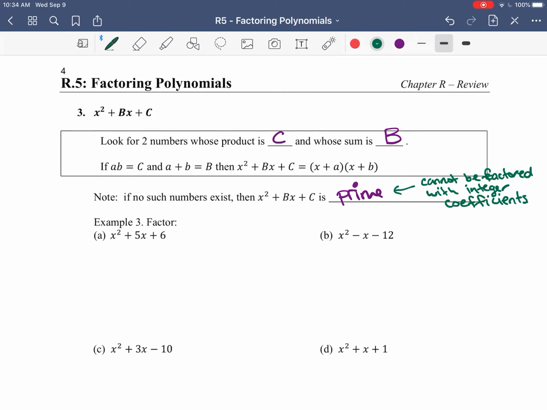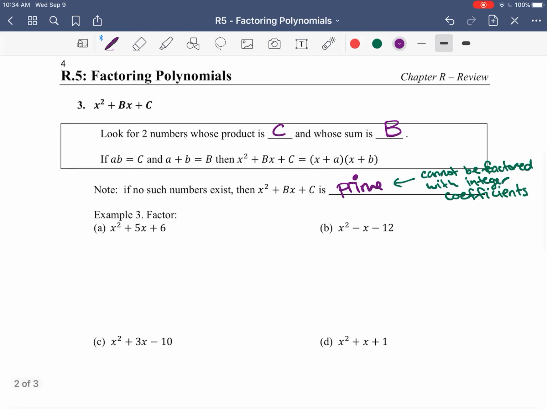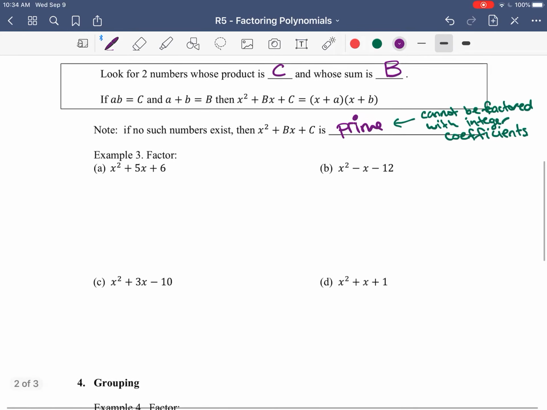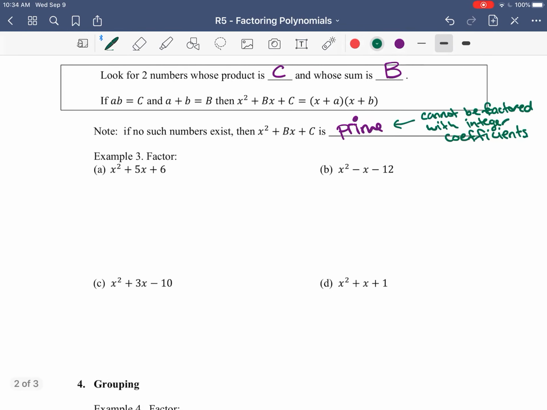Okay, not necessarily that it can't be factored at all, but just not with integer coefficients. Okay, so let's try a and c again. So I'm just going to, on the side, I want two numbers, so two integers, that multiply to give me 6 and add to give me 5 here. So just think about what multiplies to 6.